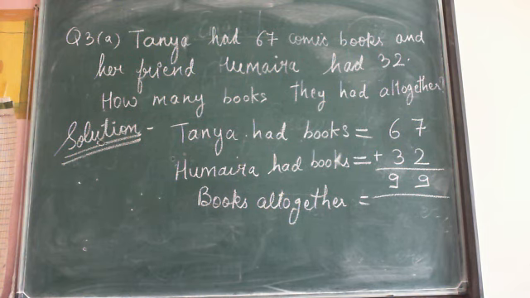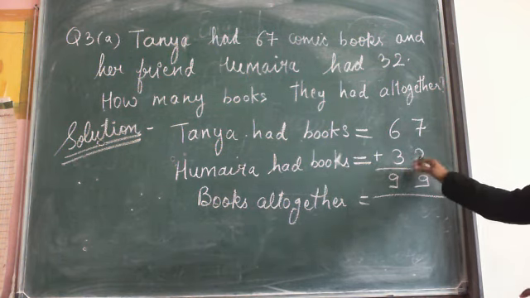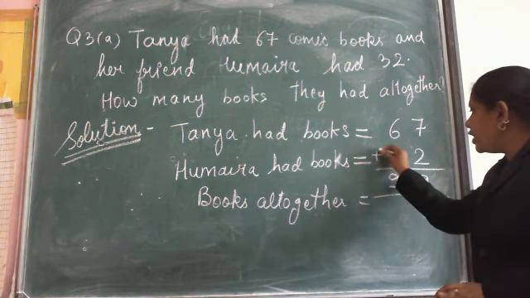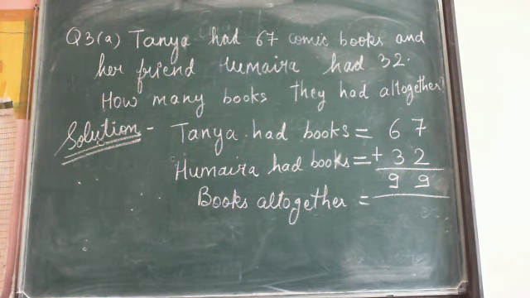Write fast and copy correctly from the board, and make sure each number is in its own box, one after the other. This is the sign of addition, that means plus. Make the plus sign clear so that you understand you are doing addition here. This is the word problem of addition. Write fast.